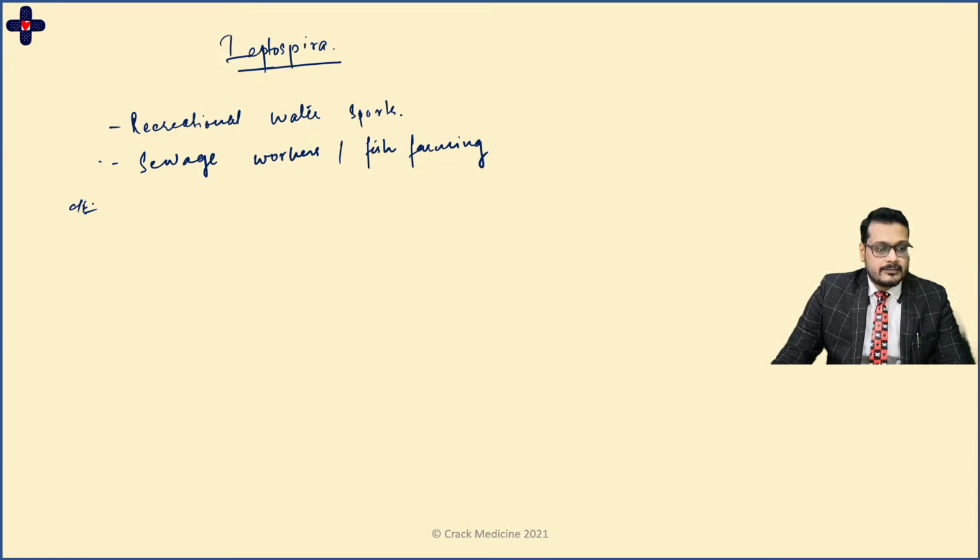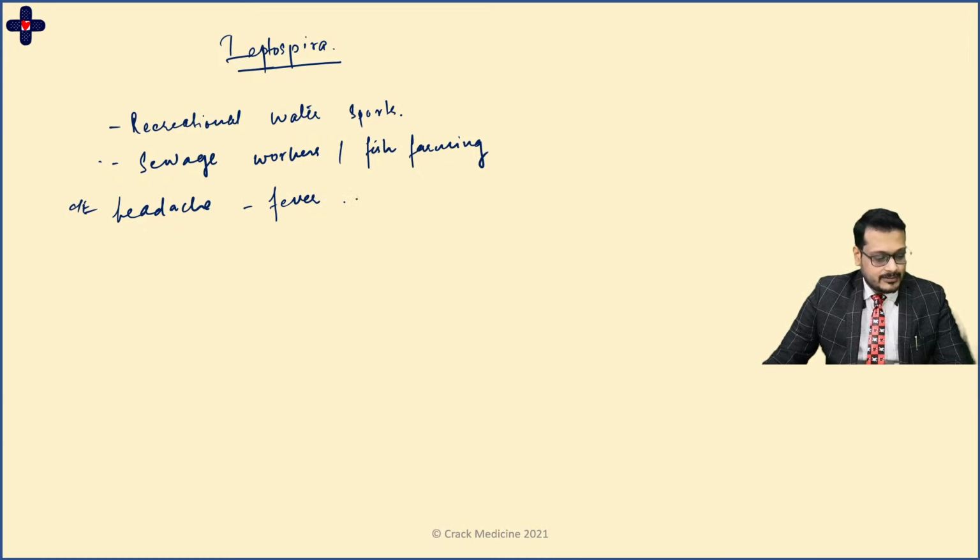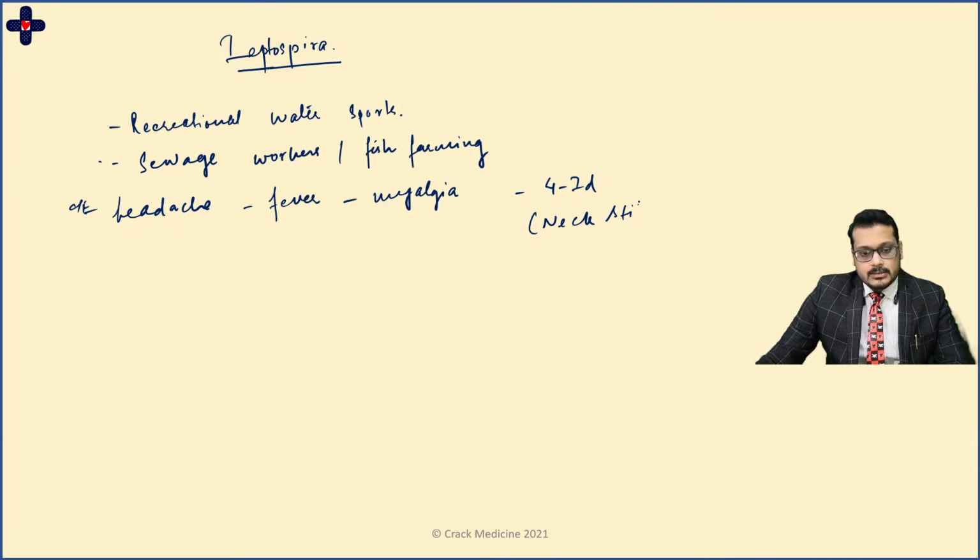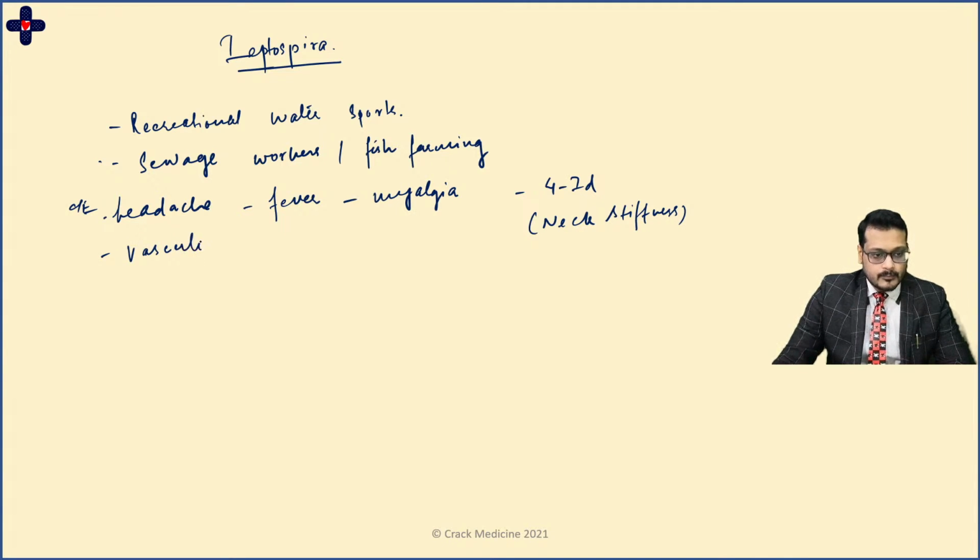Now, the clinical features are very vague. Initially, they could give you a headache picture, not to the doctor but to the patient. The patient might also present with fever, myalgia. So just generalized vague features. But eventually, within 4 to 7 days, the patient will develop neck stiffness. Now, here's where the problem starts. Then next you have vasculitis and meningitis developing. So you see the disease goes on increasing in its severity eventually.